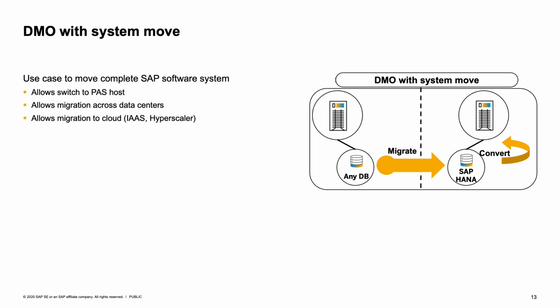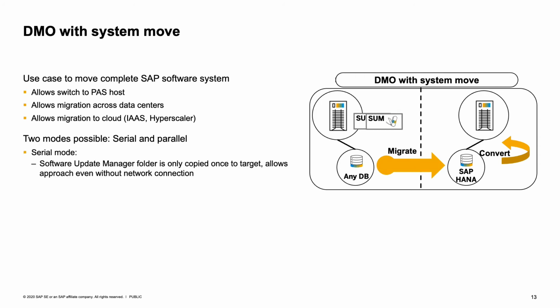It allows migration to cloud. Well, let's be careful. Cloud in the sense of infrastructure as a service. It's still the SAP S/4HANA on-premise edition that we are talking about, but you may have this version running at a hyperscaler, for example. And this approach, DMO with system move, allows the move from your ECC on-premise system in your data center to a hyperscaler. Again, if the source is not yet running on HANA database. Now, it's important to mention there are two different modes.